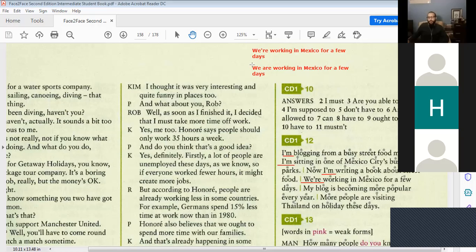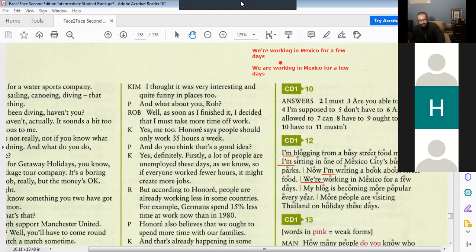Now let's use the second one. What's the difference if we stress this one? So if I say we are working in Mexico for a few days, what's the difference between this and we are working in Mexico for a few days? And this one. We are working in Mexico for a few days. And this one. I don't know if you're noticing what I'm doing. And this one. We are working in Mexico for a few days. What did you notice I did?